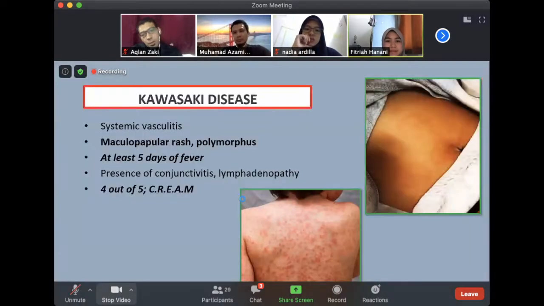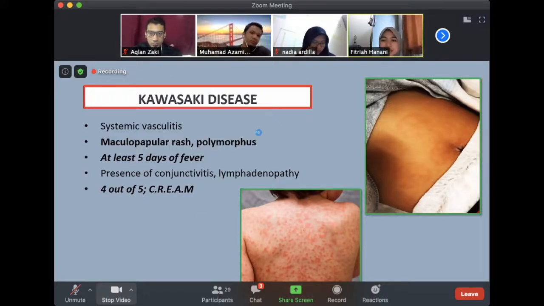So next are the other causes of maculopapular rash. This is Kawasaki disease. Eventually it is a systemic vasculitis, and the rash is maculopapular and polymorphous in nature. To diagnose Kawasaki disease, the patient must have fever for at least 5 days, and 4 out of 5 criteria must be fulfilled, which are conjunctivitis, rash, edema, adenopathy, and mucosal involvement.